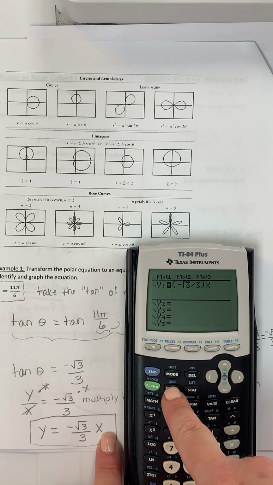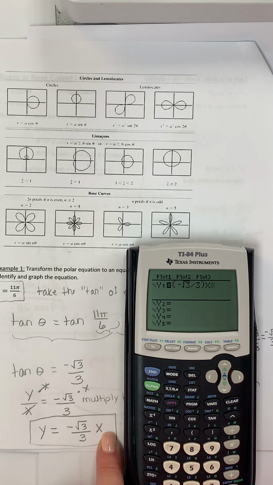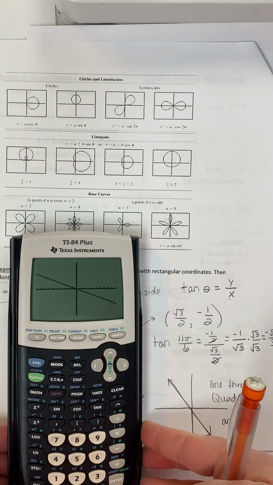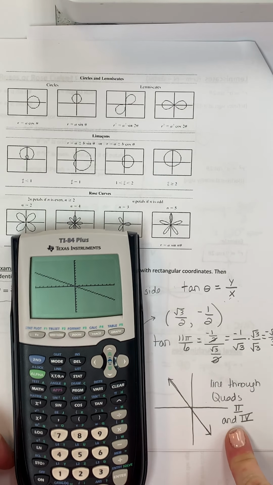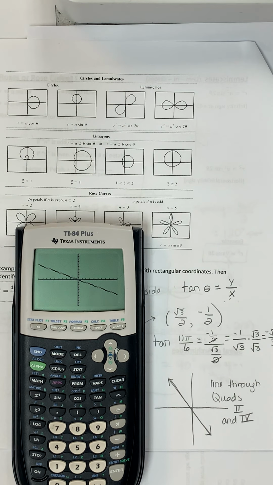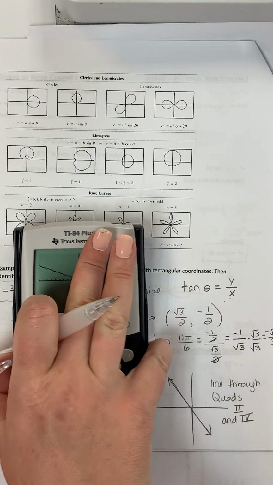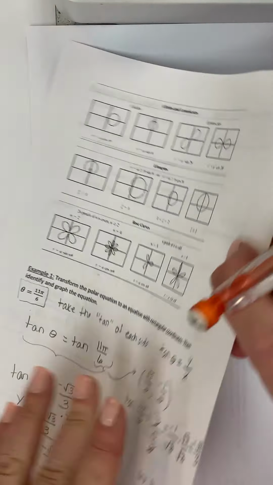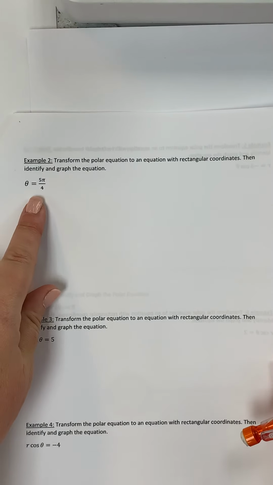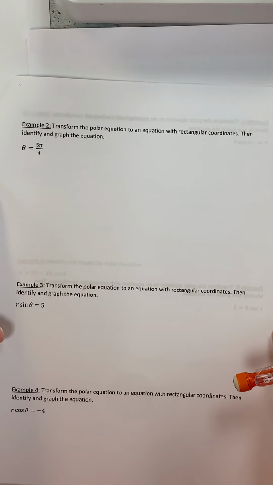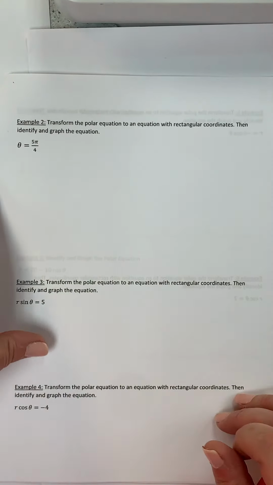Now when I hit this button, an x pops up instead of theta because I'm in function mode. I graph that, and sure enough, that's exactly what we said it should look like. Okay? Exactly what we said it should look like. So that would be how you handle that problem. Let's try another one of those. Okay? Very, very similar.